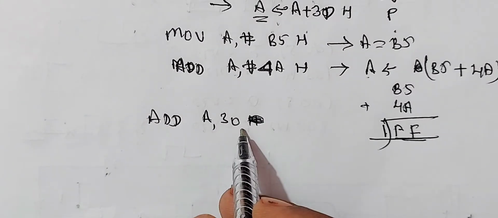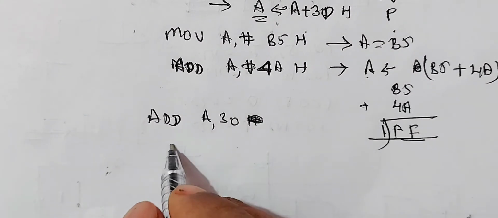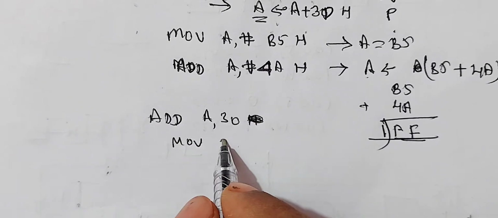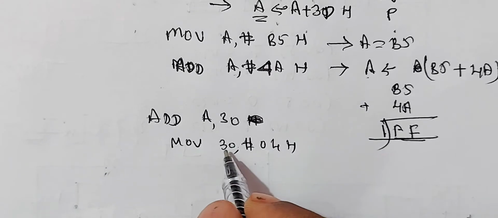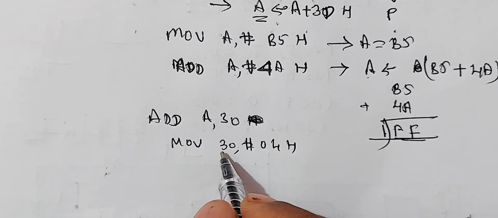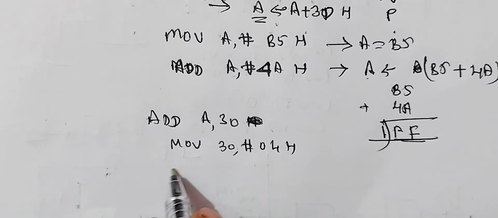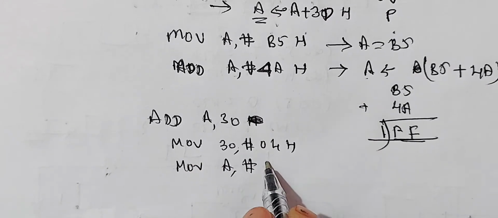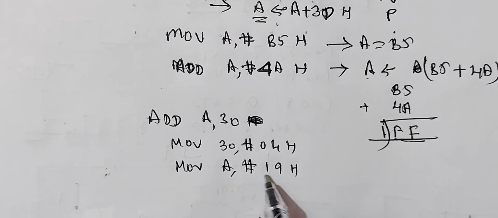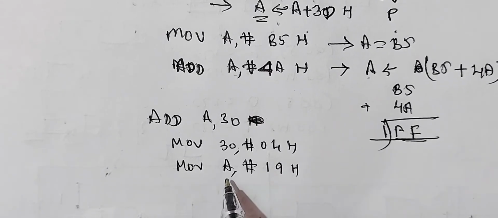So, ADD A, 30 with an example. Move 30H, #04H. 04 is stored in the RAM location given by the address 30H. Similarly, move A, #19H. 19 is stored in the accumulator, register A.